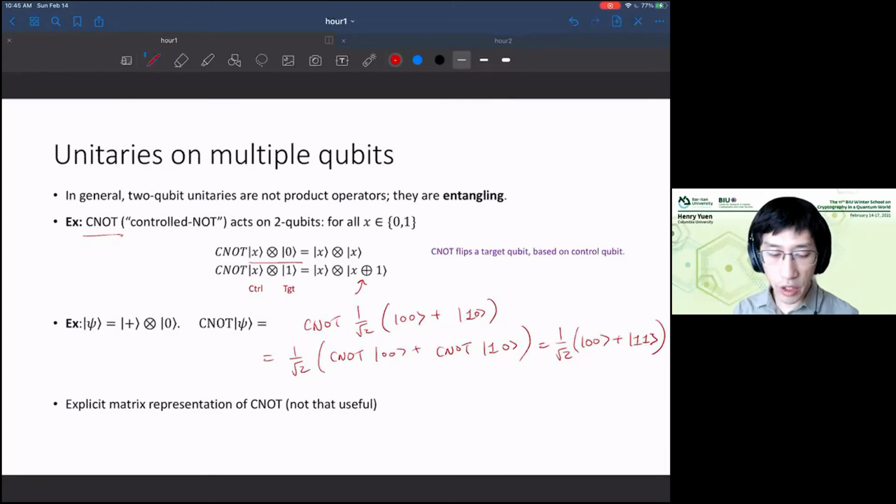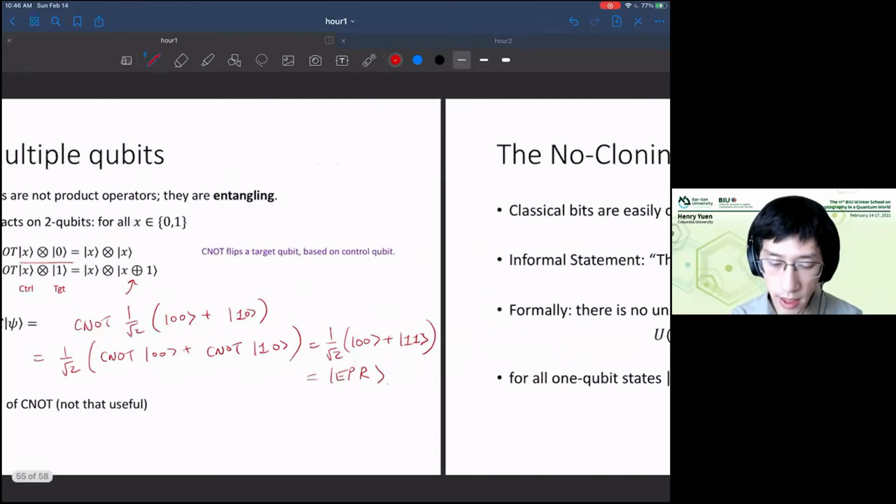And so you can see originally the state was unentangled. It was plus tensor 0. Now it's this entangled state, the EPR pair. Okay. So that's the C-NOT gate. There's an explicit matrix representation of the C-NOT, which I won't write down because it's actually not that useful.